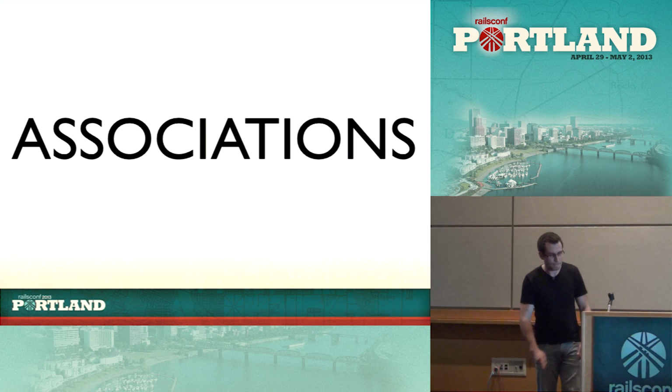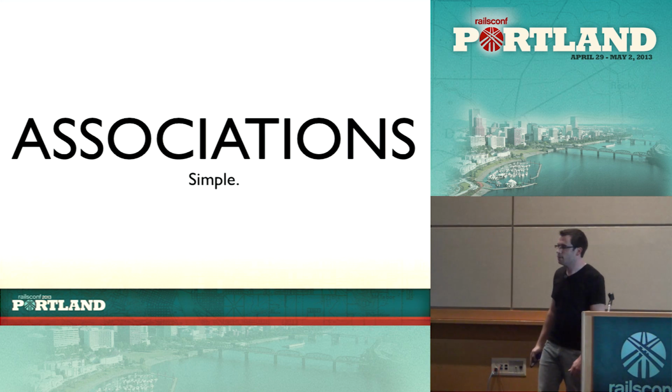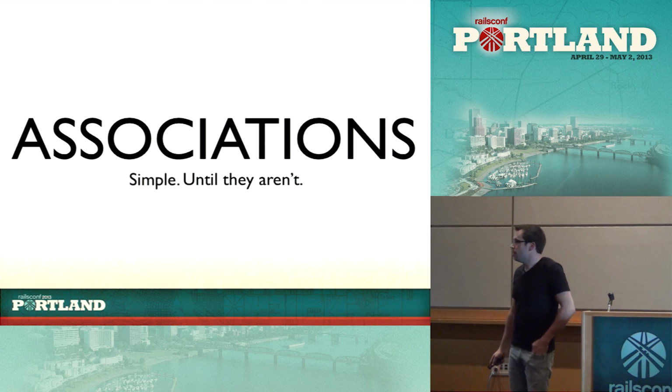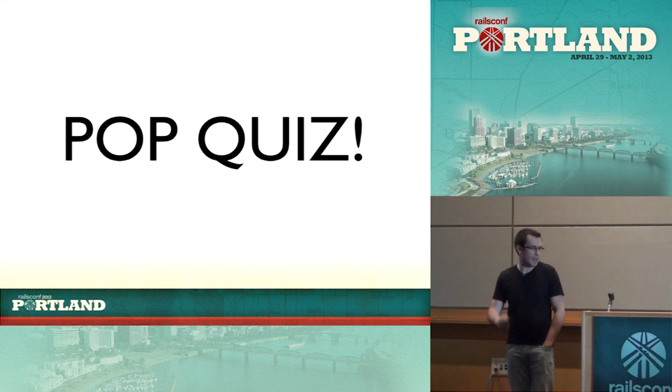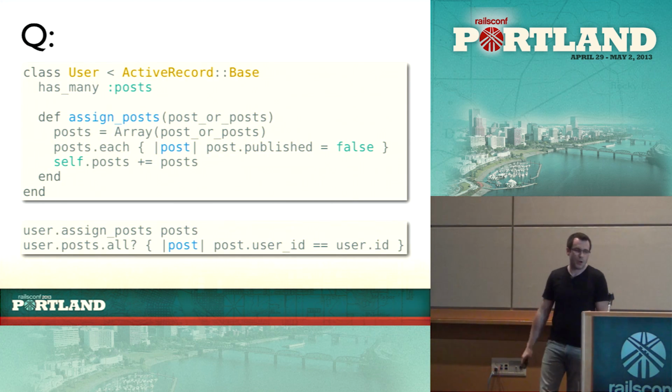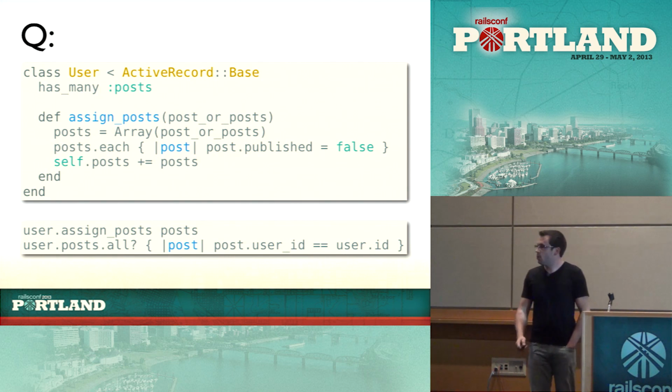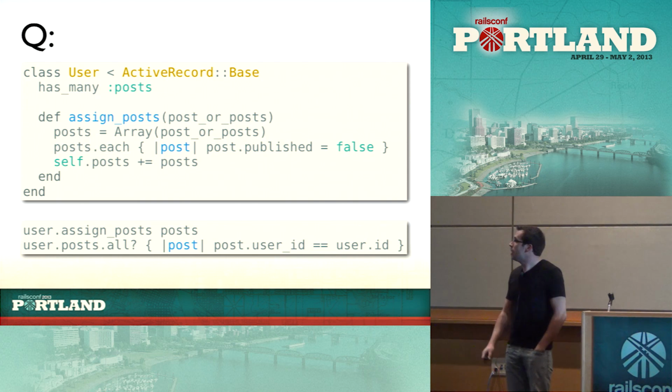Associations, let's move on. They're totally simple until they're not. And let's take a pop quiz here, actually. Here's a question. Let's say we're developing the next awesome blogging engine because the world needs another one of those. And we define this assign post method, and the intent is that we can assign one or more posts that may already exist to the user.